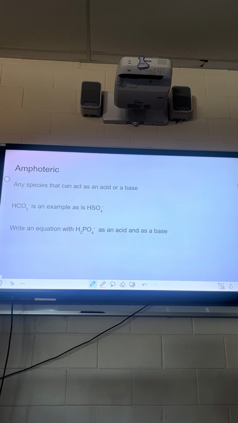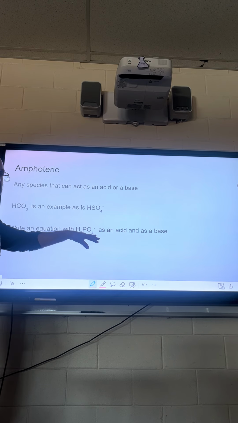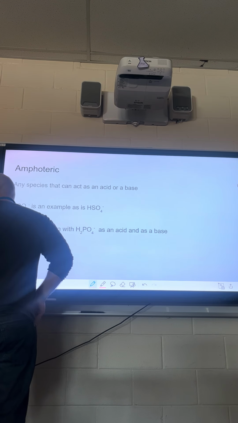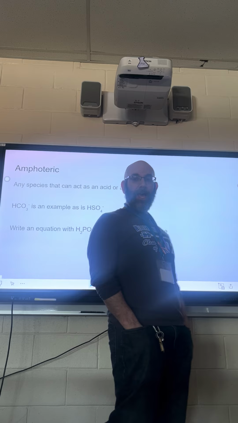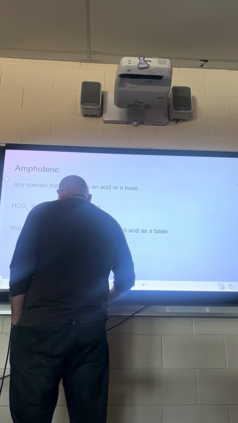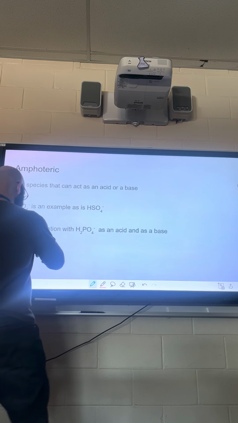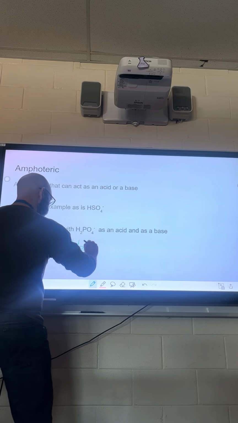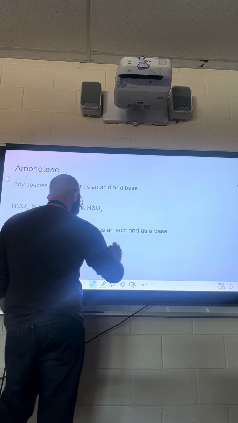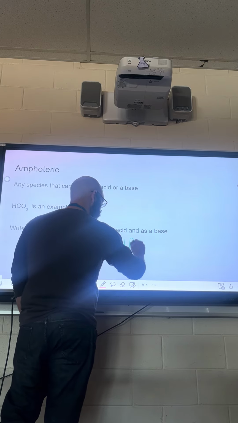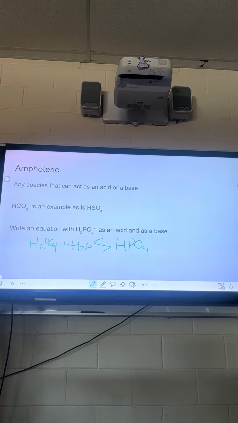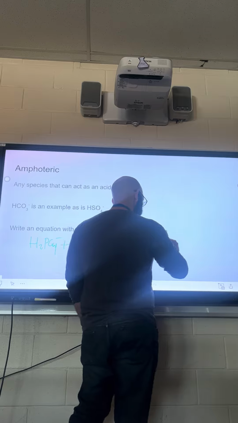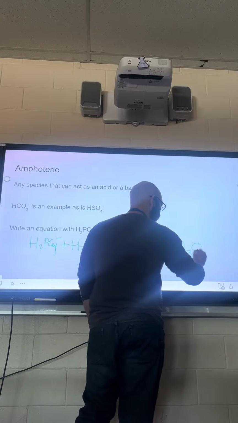So here, let's do this one. Let's write H2PO4 minus as an acid and as a base. If it's an acid, it's going to donate a proton. It's going to donate an H. So I've got H2PO4 minus. I'm going to donate my proton to water, and I'm going to get HPO4. Now, if it was originally -1 and it lost a proton, now it's -2. And then the water becomes the hydronium ion, H3O+.